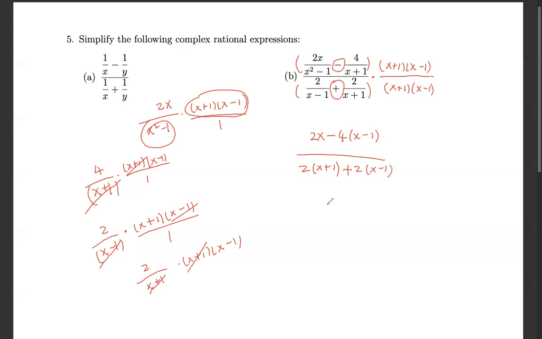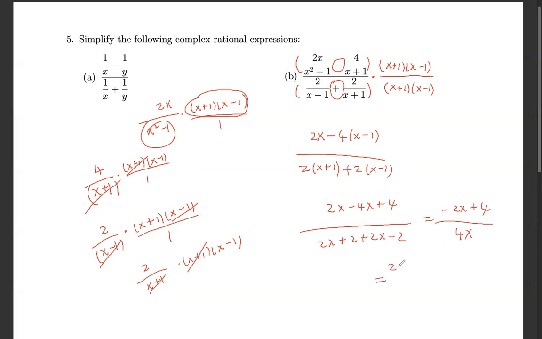Then we simplify this. So 2x minus 4x, minus 4 times minus 1 becomes positive 4. The denominator will have 2x plus 2 plus 2x minus 2. Right? 2x minus 4x is negative 2x plus 4. Then 2x plus 2x, that's 4x. 2 plus negative 2, that's 0.